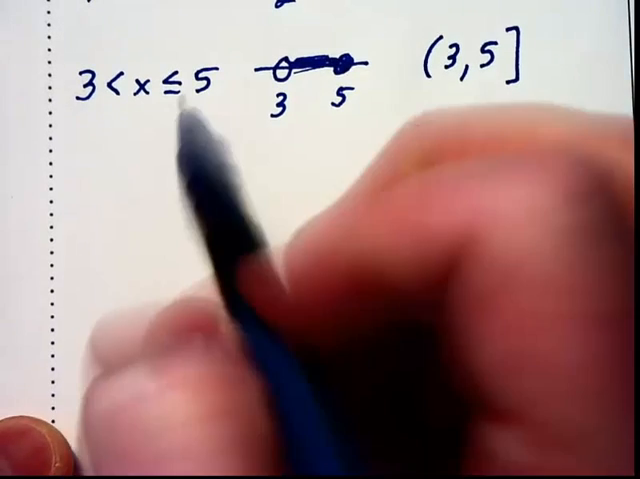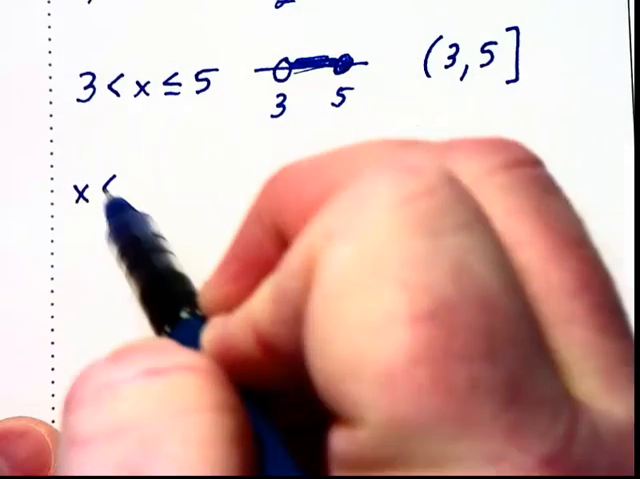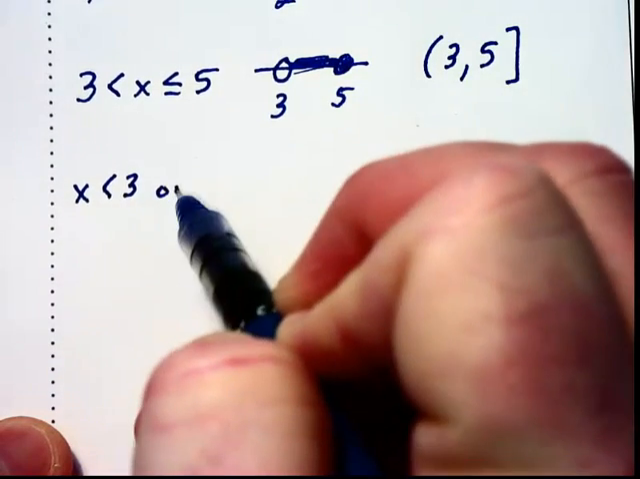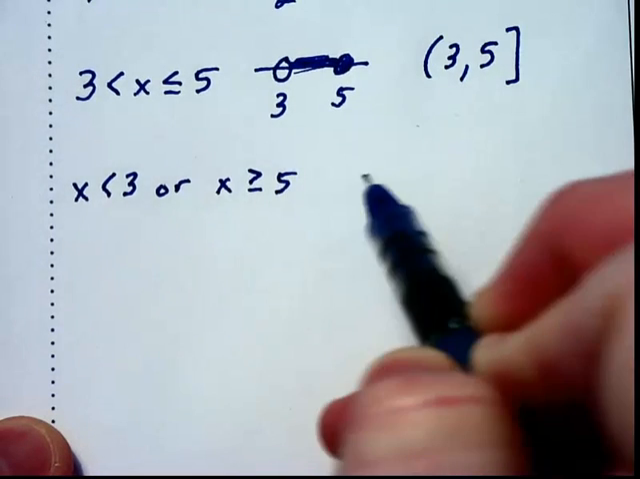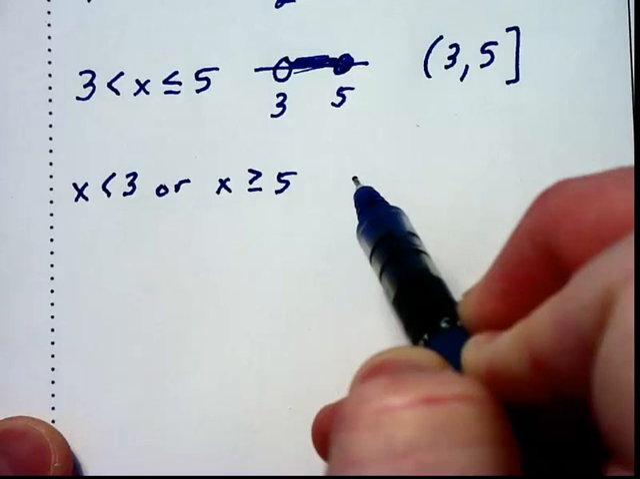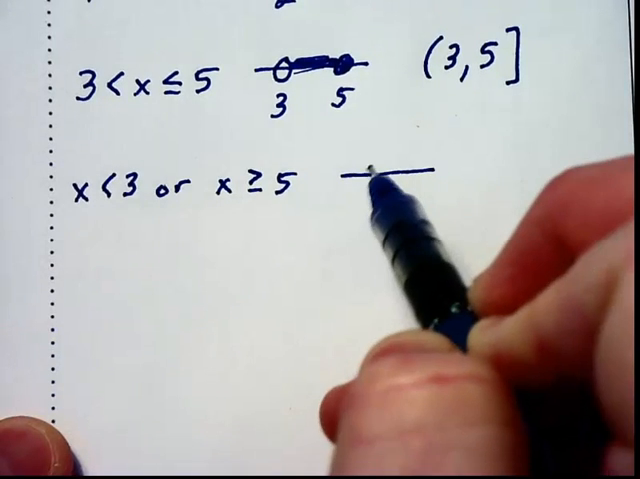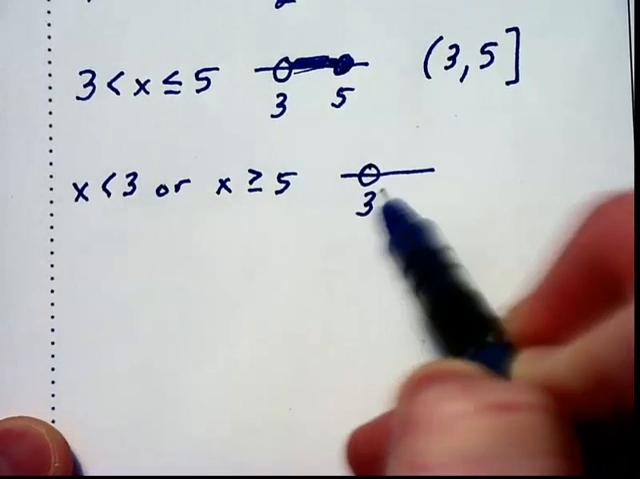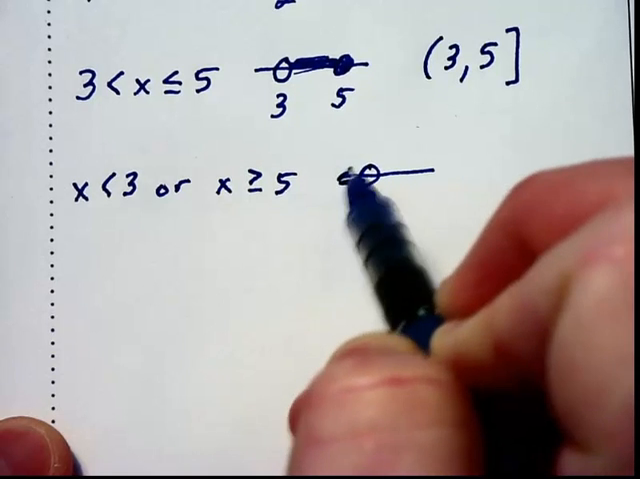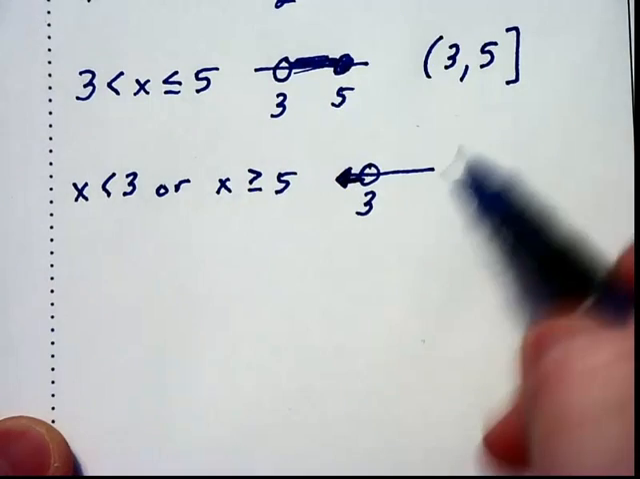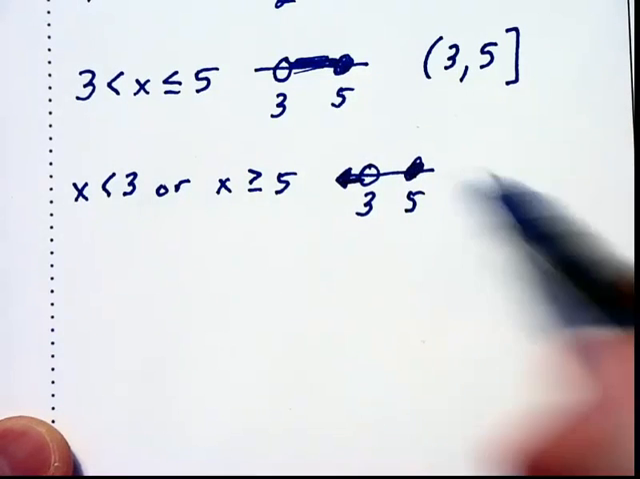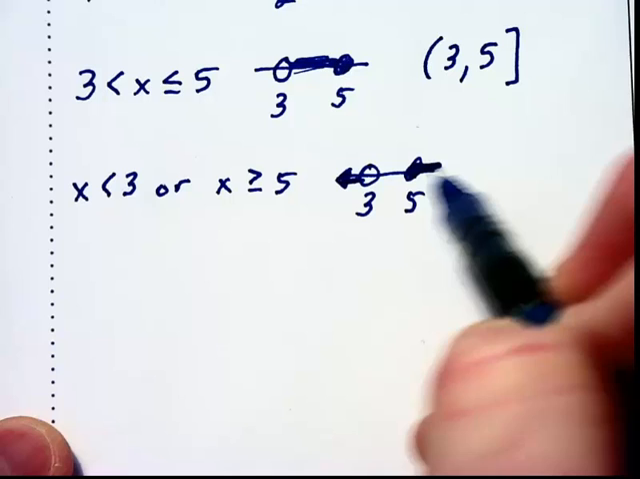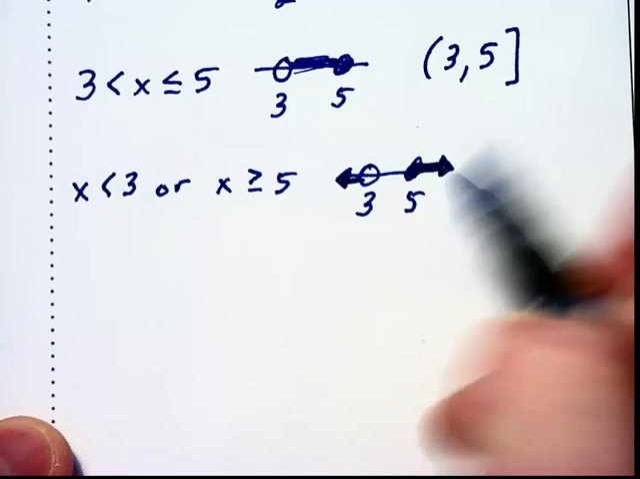When we have an inequality such as x is less than 3 or x is greater than or equal to 5, this gives our solution set two different regions. It's either off to the left of 3, which I'm going to indicate as an open circle with the shading to the left, or to the right of and including 5, which would be a solid dot at 5 with all the values to the right of it shaded.